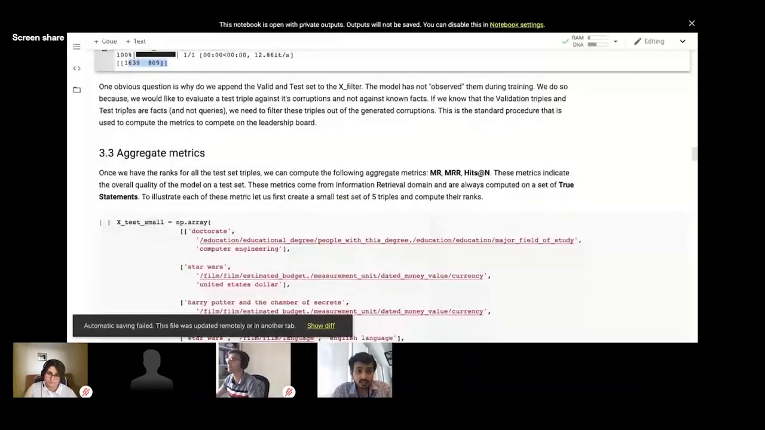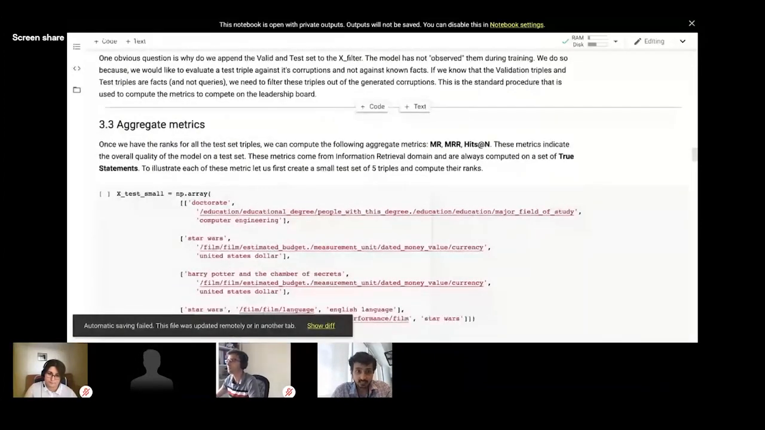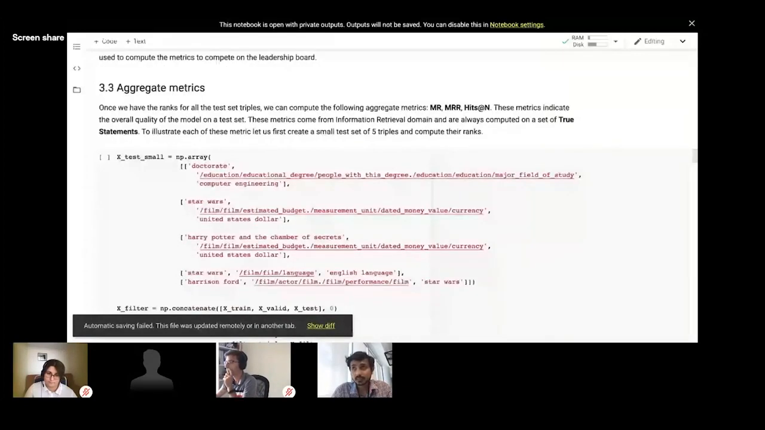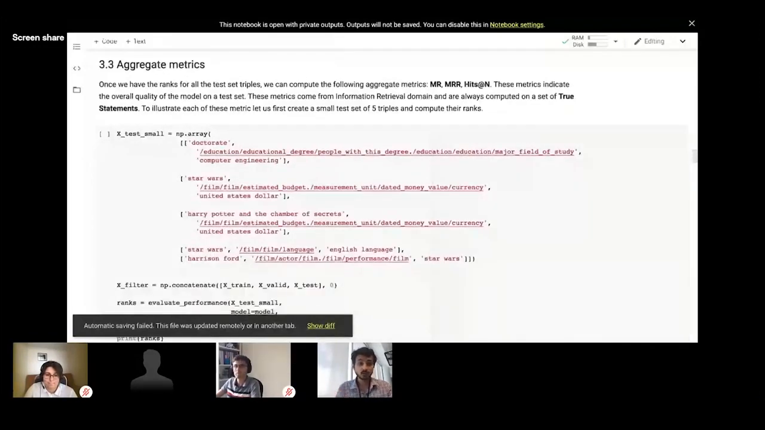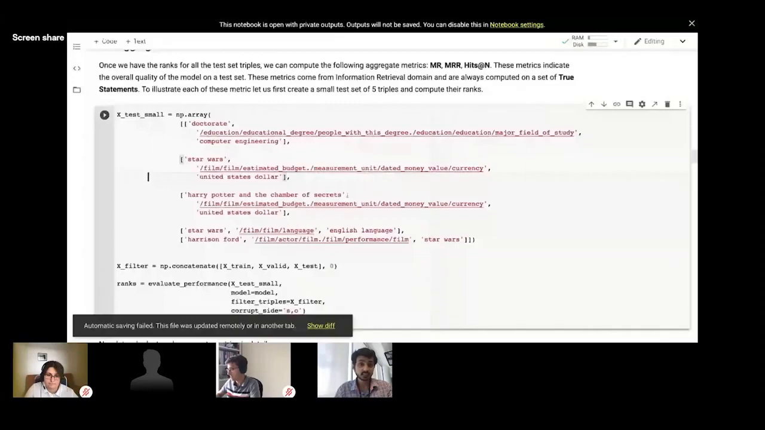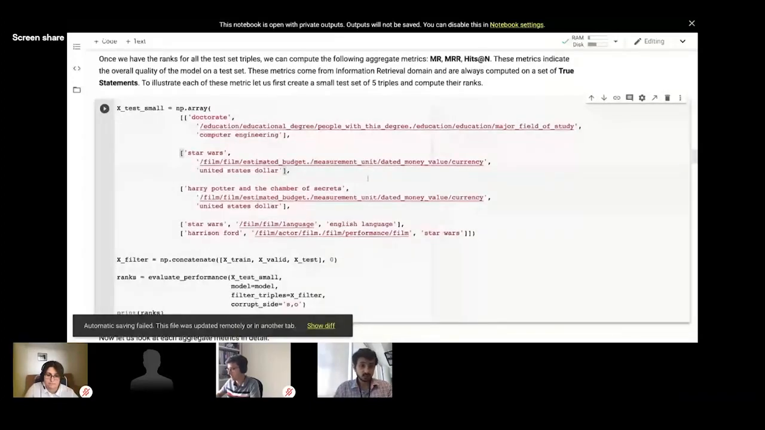So now let's look at some of the aggregate metrics. Per triple metrics give you the rank and score per triple in your test set. But aggregate metrics are used to evaluate the quality of the model. In order to evaluate the quality of the model, you need to have a test set made up of only true statements, because quality can be evaluated in this community using true statements, and using the ranking protocol that was mentioned earlier.